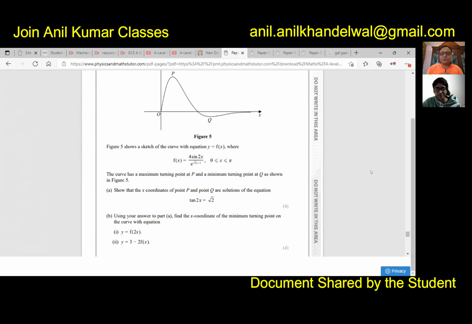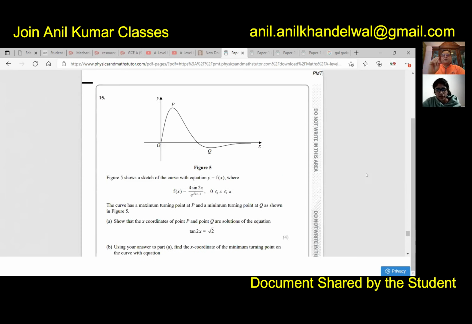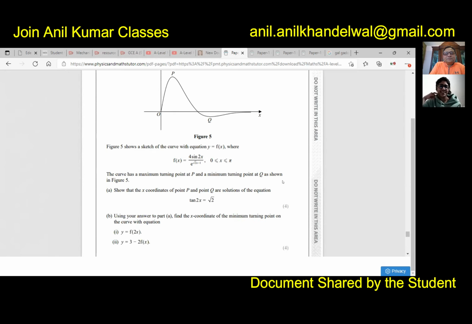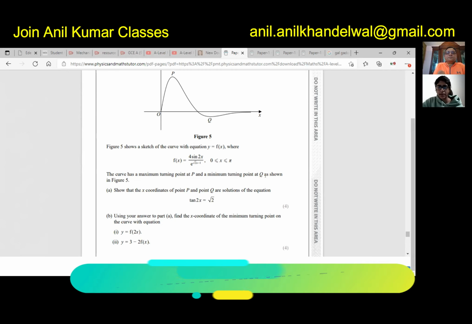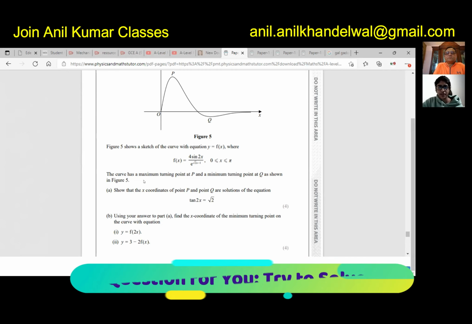Perfect. Then another question, which involves a trigonometric function. So can you read the question, then we'll begin. Read the whole question. Okay, so figure 5 shows a sketch of the curve with the equation y equals f of x, where f of x is 4 sine 2x over e to the power of root x minus 1, where x is between 0 and pi, both included. The curve has a maximum turning point at P and a minimum turning point at Q, as shown in figure 5.